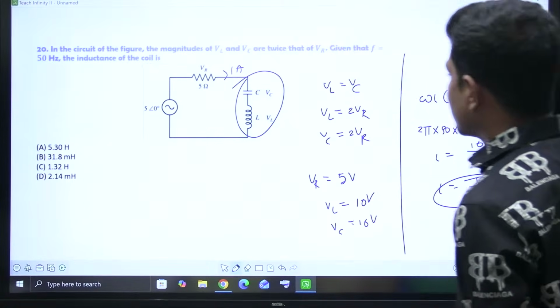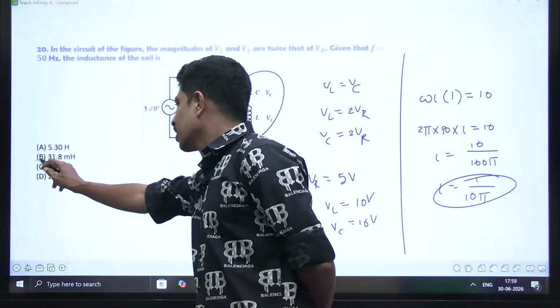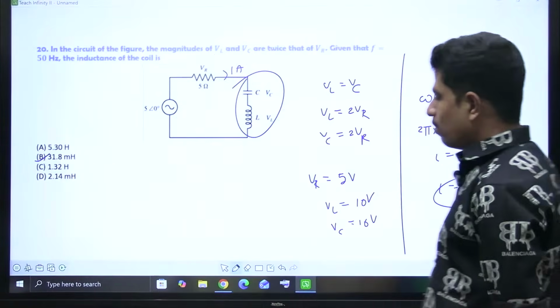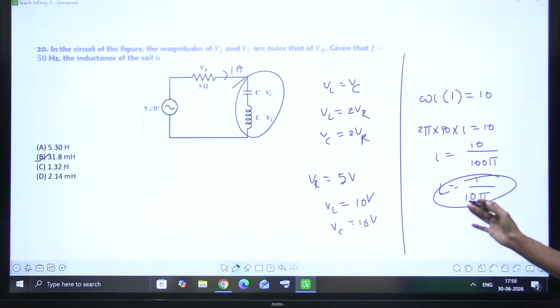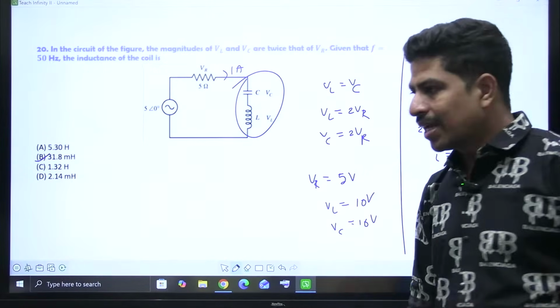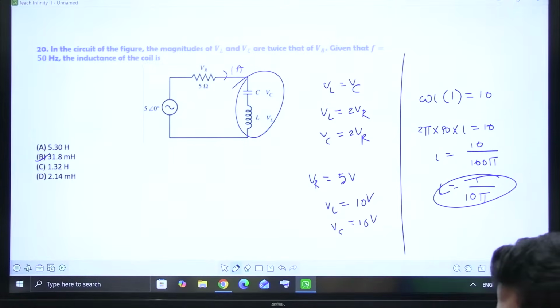Nishita is saying it is option B for Bombay, 31.8. I am just taking it by believing in her calculation. Please, any one of you tell me if the calculation is something other than that. If the calculation part is okay, 31.8.